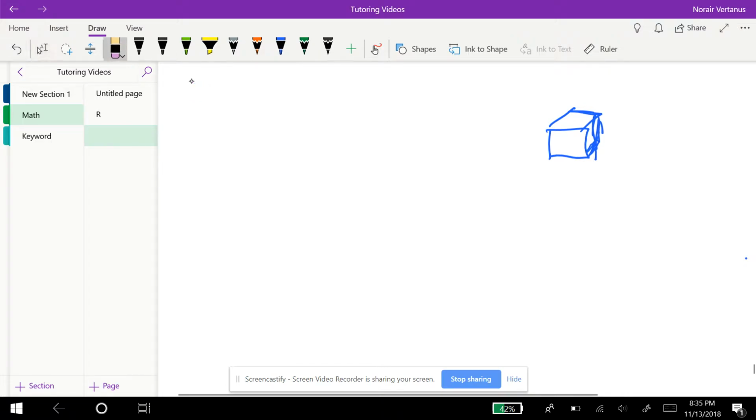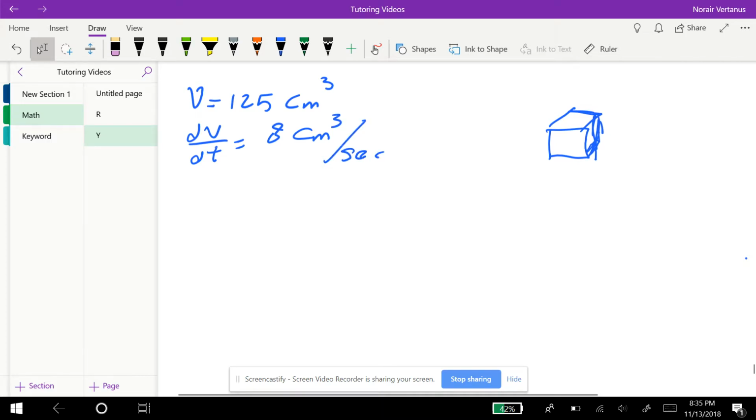So volume is equal to 125 centimeters cubed, and it is changing at a rate of 8 centimeters cubed per second. So dV/dt is given. The volume is changing at the rate of 8 centimeters to the third power per second. How fast is the surface area changing?